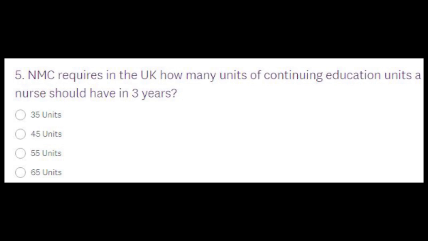Question number 5. NMC requires in the UK how many units of continuing education units a nurse should have in 3 years? Option A, 35 units. Option B, 45 units. Option C, 55 units. Option D, 65 units. So what is the answer? You guys aspiring to be a nurse in UK should know it rightly. Okay, option A, 35 units is the right answer.